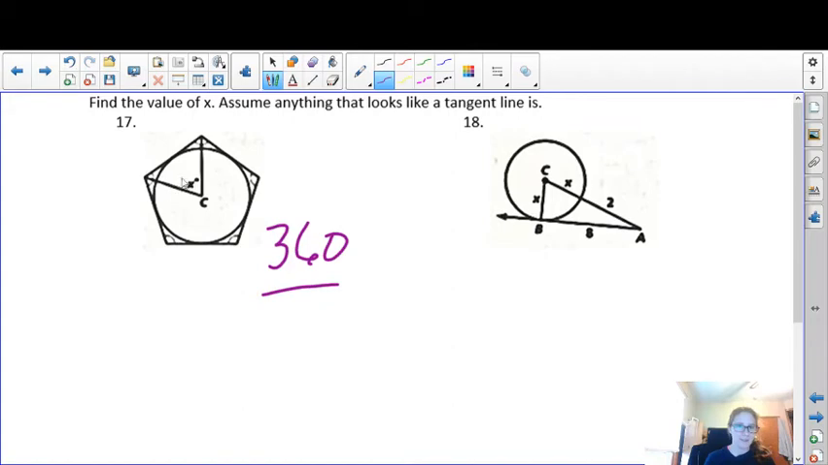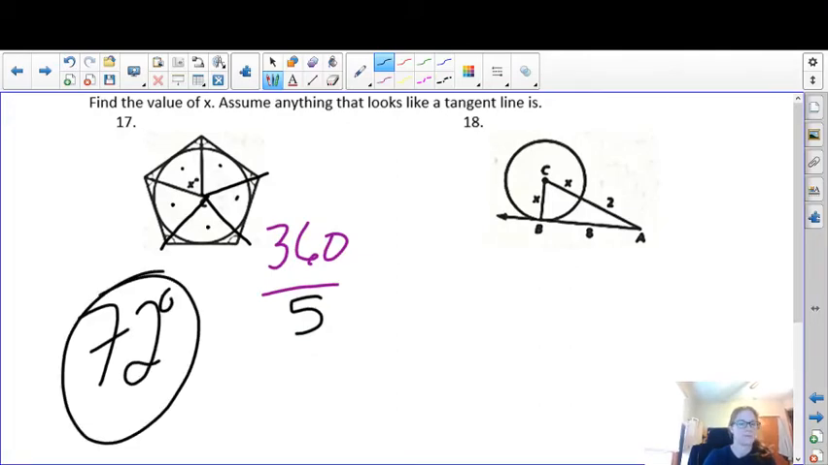How many different triangles can I make like this? So I have 1, 2, 3, 4, 5, technically, right? There's 1 here, 2, 3, 4, 5. So I'm creating equal triangles, and I have 5 equal triangles. So I'm going to take that 360 divided by 5. So each angle is 72 degrees. Not too complex.